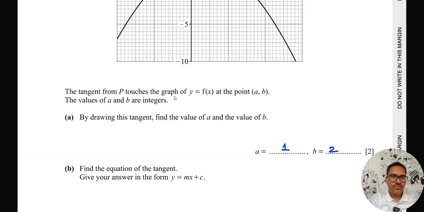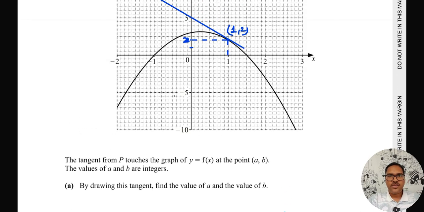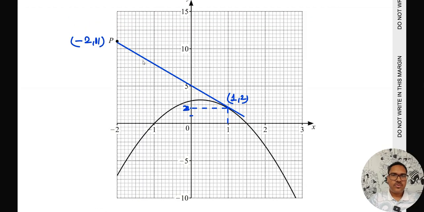Now the question is to find the equation of the tangent and give your answer in the form y equal to mx plus c. So basically now you have to find the equation of this tangent. What is the gradient? It is passing through (-2, 11) and (1, 2). The gradient is y2 minus y1 upon x2 minus x1, right? That is 11 minus 2 over minus 2 minus 1. This is 9 divided by minus 3, which is negative.